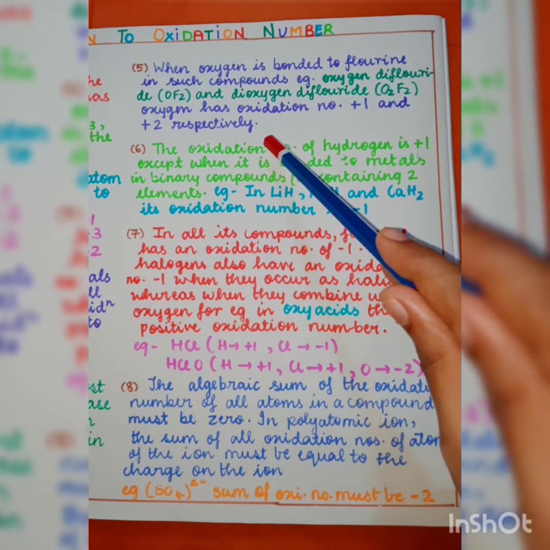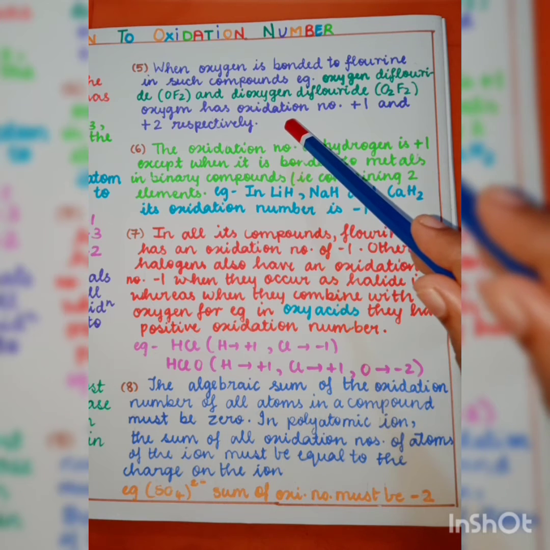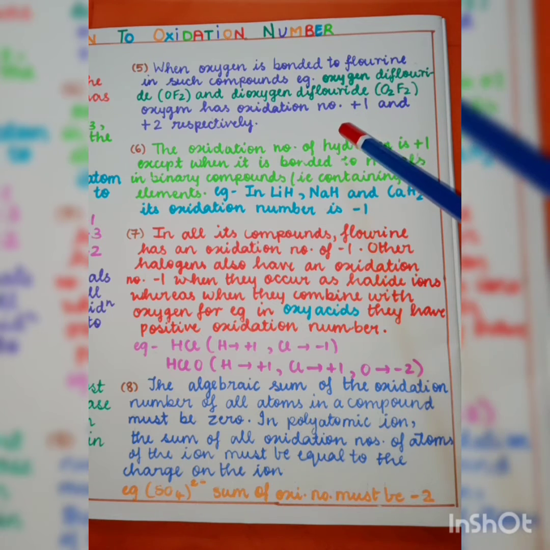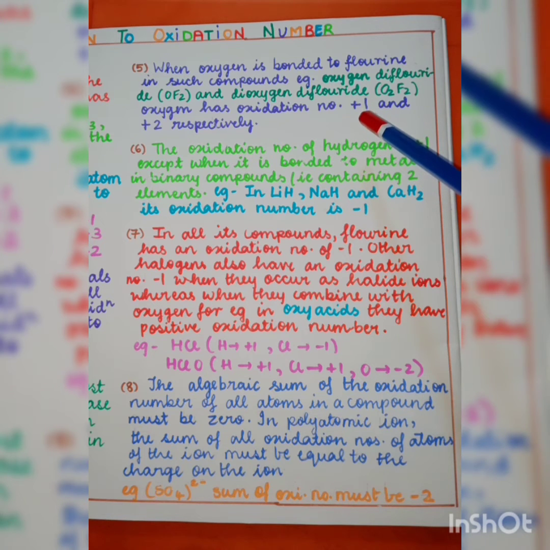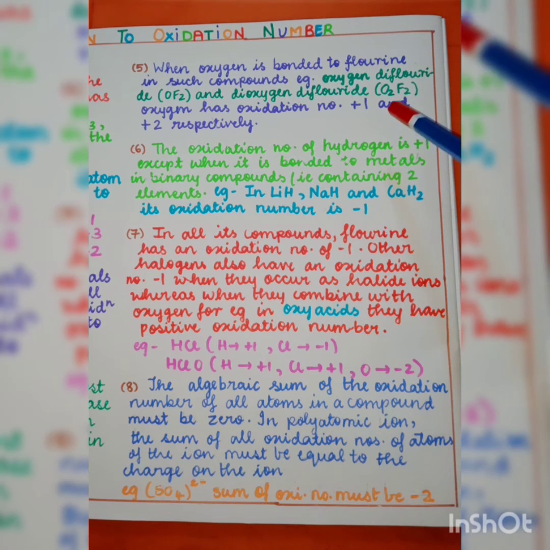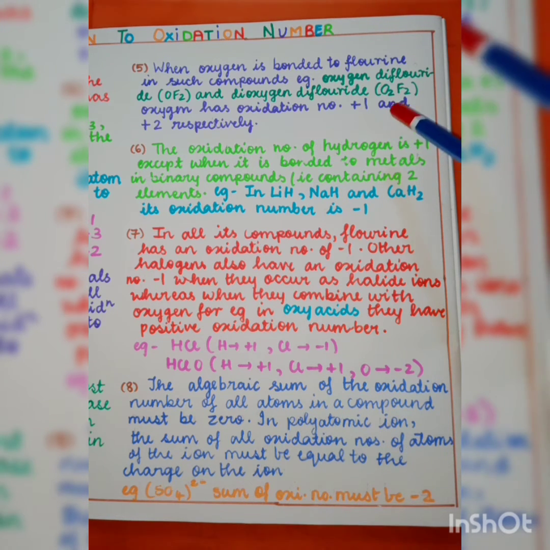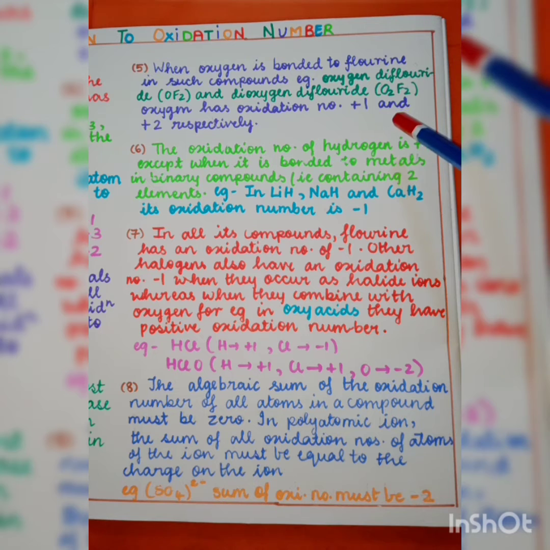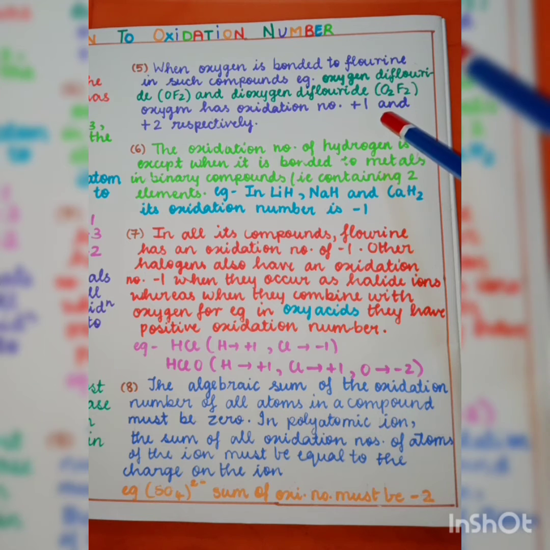We already learnt in our previous rules that oxygen has an oxidation number of -2 in its oxides, -1 in its peroxides, and -1/2 in its superoxides. But when it is bonded to fluorine, it will have an oxidation number of +1 in oxygen difluoride and +2 in dioxygen difluoride respectively. This is because fluorine is considered to be one of the most electronegative elements, and it always has a fixed oxidation number which is -1, due to which in such cases oxygen gets a positive oxidation state which is +1 or +2.